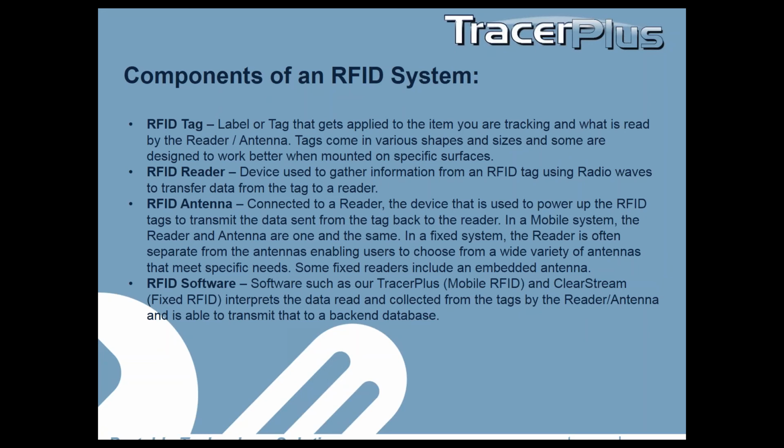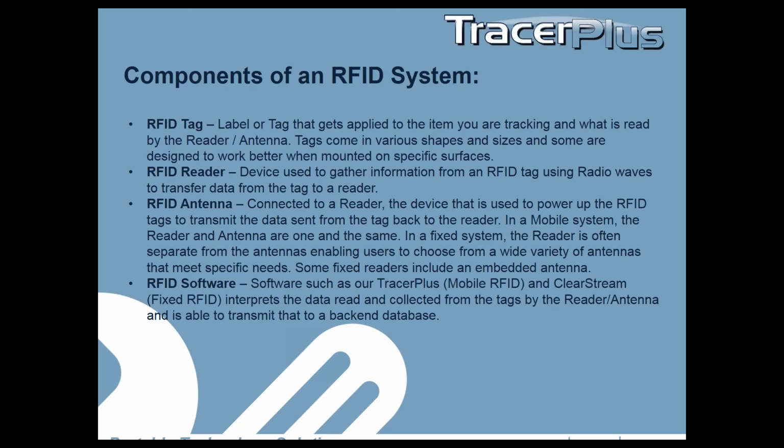The next component would be the brains of the operation, your RFID reader. That's the device used to read the information from the RFID tag using radio waves, and then transmits that data back to the destination software. The RFID antenna, which is typically connected to a reader, is the device that's used to power up the RFID tag to transmit that data and send it back to the reader.